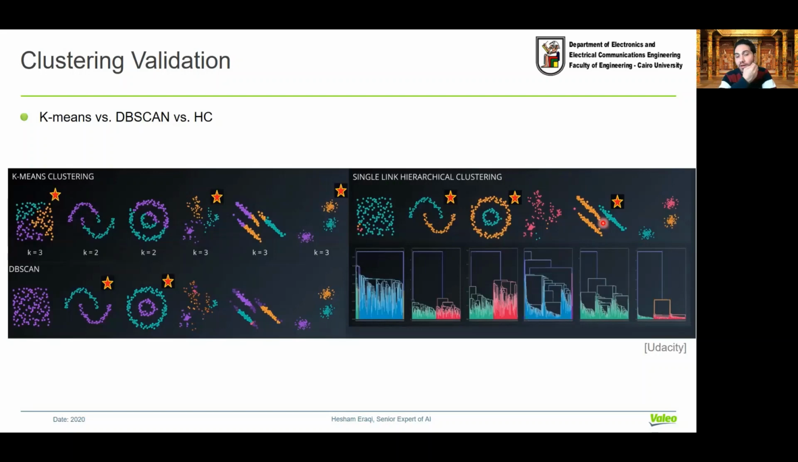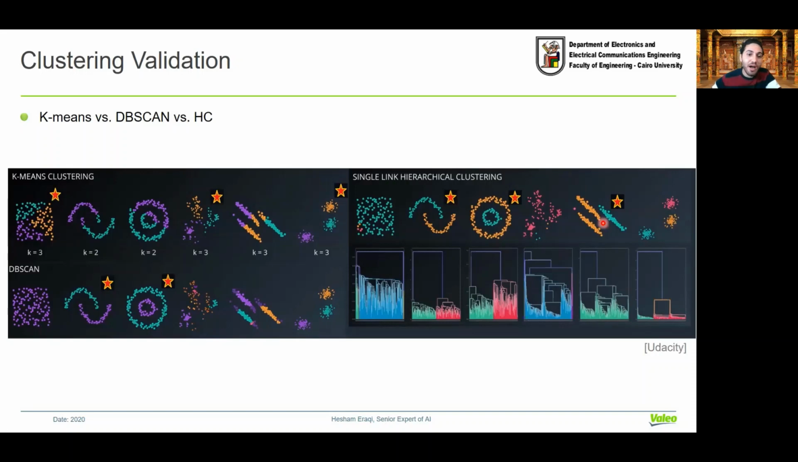So again, there is no single algorithm for clustering that is better than the other methods in the absolute. Each one has its strengths and weaknesses, and I wish they are more clear in your minds from our discussions.